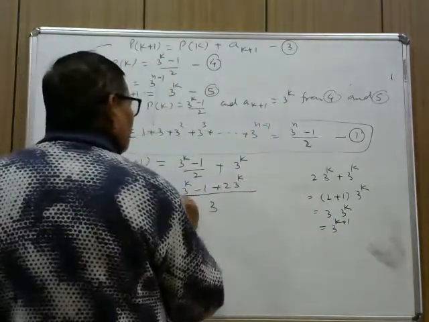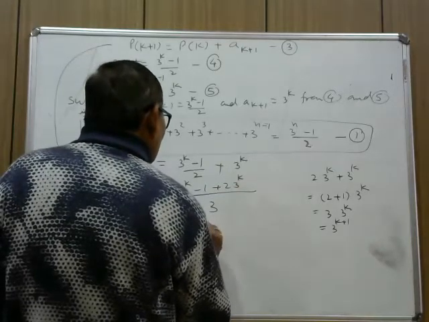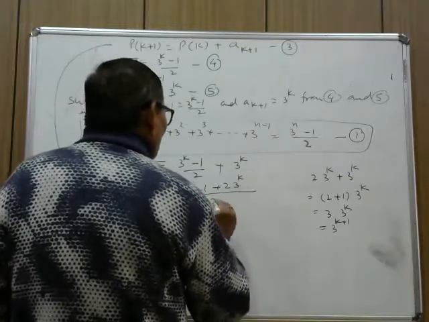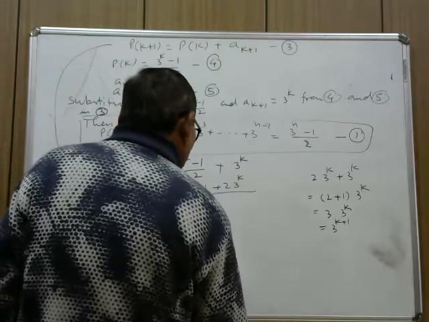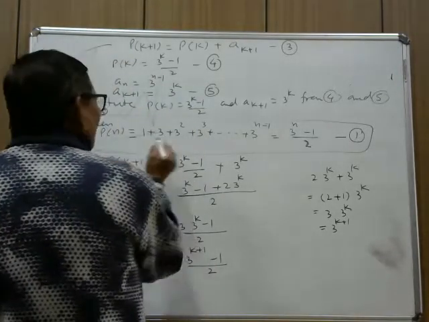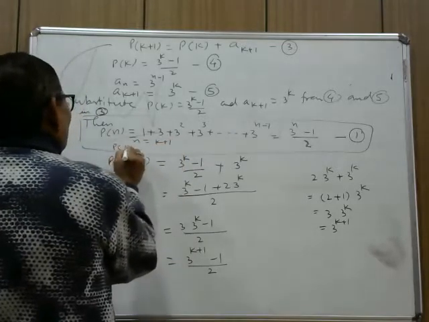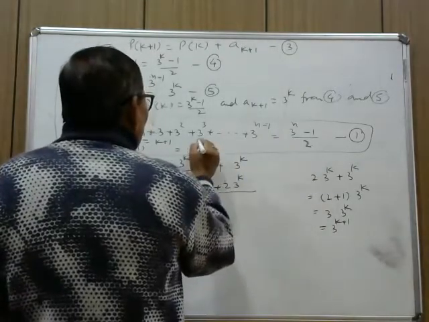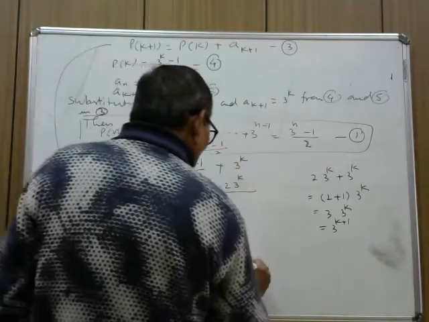So while simplifying this, you may write this as 3 into 3 to the power k minus 1 by 2. So in this way, this is equal to 3 to the power k plus 1 minus 1 by 2. Now again you reach 1. So when you take in this step n equals k plus 1, here your Pk plus 1 equal to, substitute n equals k plus 1, 3 to the power n minus 1 by 2. So this is true.